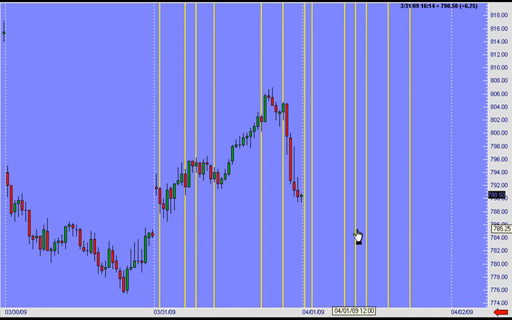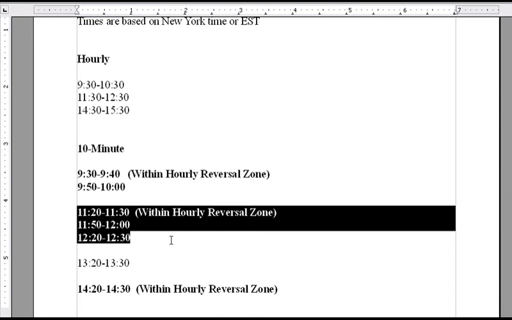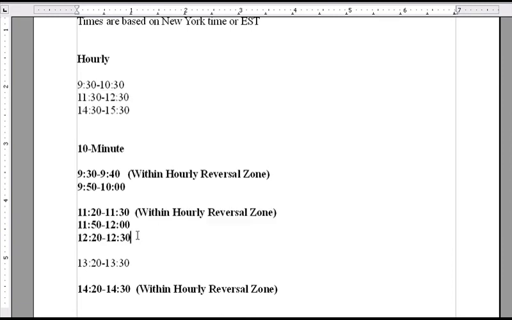11:20 to 11:30, which is in line with the next hourly reversal, and actually all three of these are in line with the second reversal. So any one of these can match the second hourly reversal. Look to see if that's a high or low, and then trade it according to whichever one's on the 10-minute match.